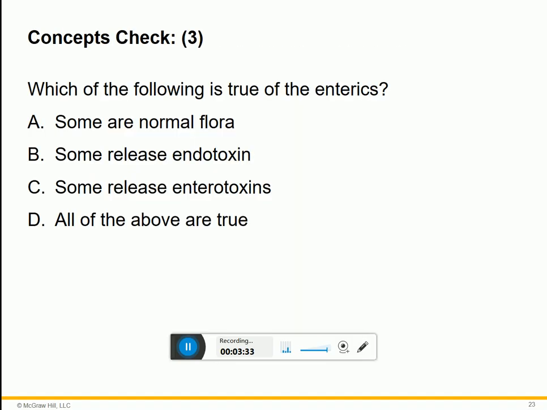Now, which of the following is true of the enterics? Some are normal flora, some release an endotoxin, some release an enterotoxin, or all of the above are true. If you answered that all of the above are true, that is correct. Some of them are part of the normal flora, like E. coli. Some do release endotoxin, and that is the O antigen. Some release enterotoxins, and these are usually exotoxins that will lead to diarrhea. So again, all of the above are true statements about the enterics.